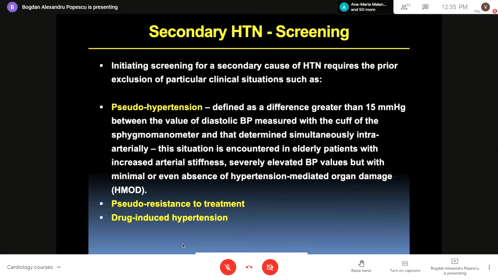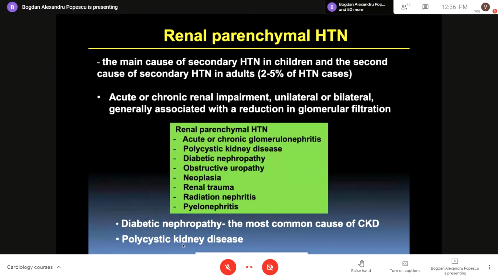Then you have resistance to treatment or drug-induced hypertension. And again, you may see whether this is true resistance or pseudo-resistance, and there may be other explanations for the measured values. And then I will show you a few of the main categories of secondary hypertension, and for each of them I have a few slides to discuss it. Let's start with renal causes.